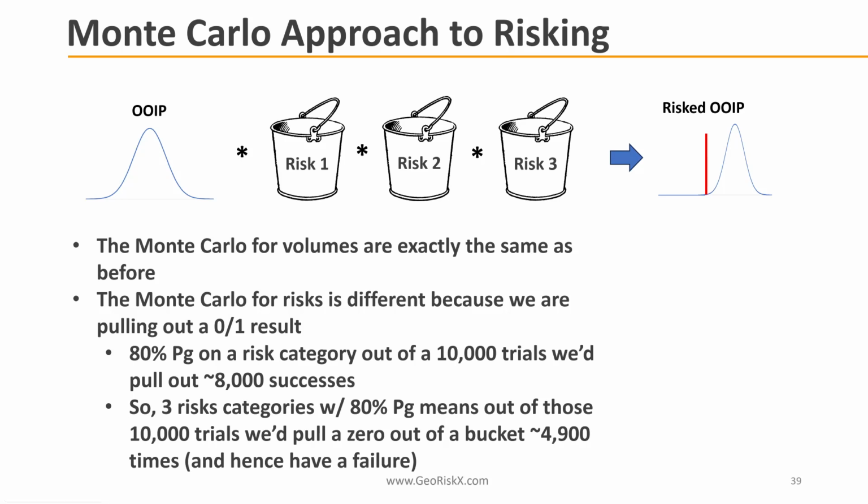And if all three are a success, then we have our oil in place. So we have a successful well, and if one of these is a failure, then our oil in place is 0 for that trial. And we're going to run this thousands and thousands of times. What this leads to is something that is maybe not intuitive to a lot of people doing this, which is, in this case of 3 buckets, each with an 80% chance of success, that means out of the 10,000 trials, we'll pull out a 0, a failure, 49% of the time.